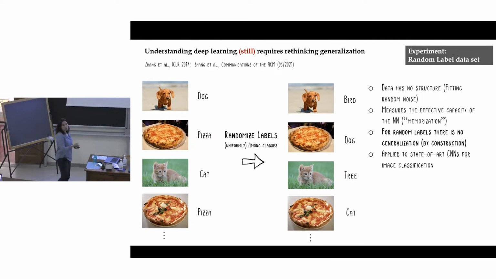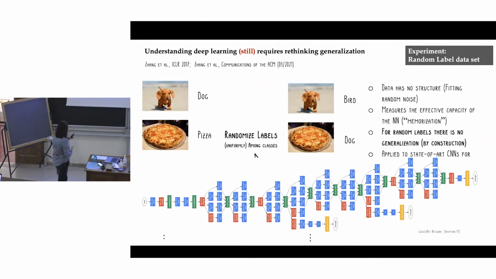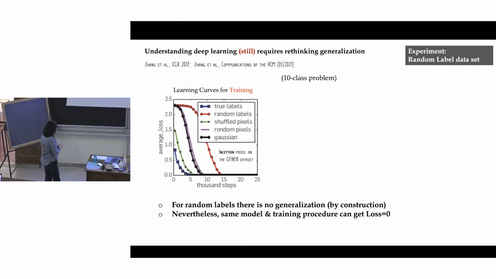And then they applied this to state-of-the-art neural nets at the time, right? 2017. We had, for instance, Inception. So just to give you the idea of that time, 2017, this was the state of the art. And let's see what they see. Let's see first the learning curves, just for training: the average loss as a function of the optimizer steps. And let's see the extreme cases, right? Let's see the true labels, when I'm really training with the true labels, and then when I'm training with completely random labels.